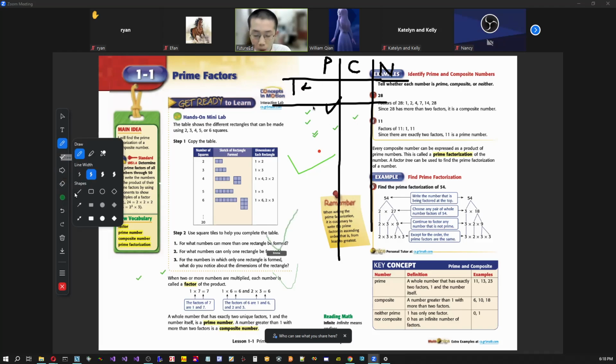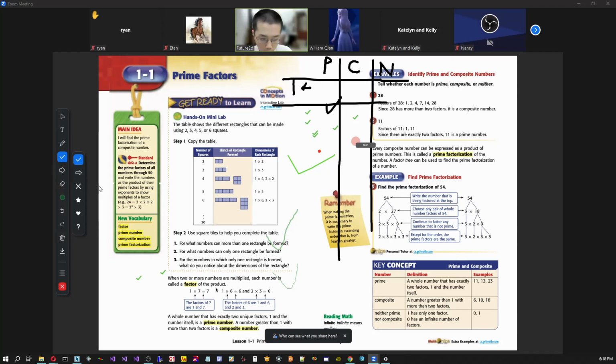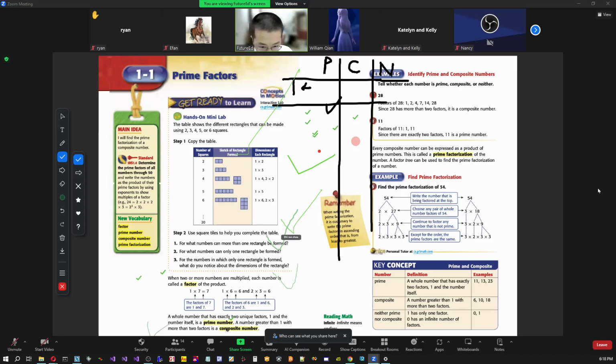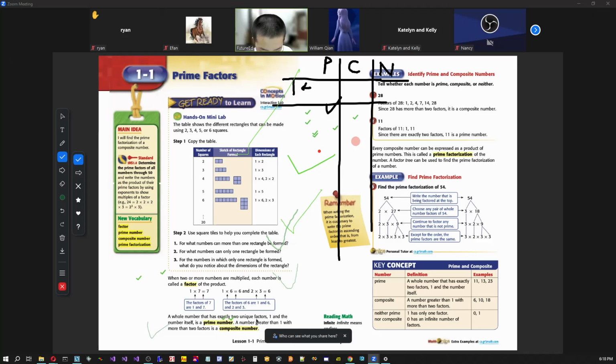So, back to the lesson. Let's look at the definition of a prime number. It says a prime number is a number that has exactly 2 unique factors, 1 and the number itself. So if you look at the definition, this number has to have 2 unique factors.